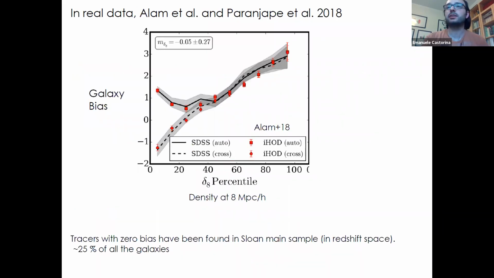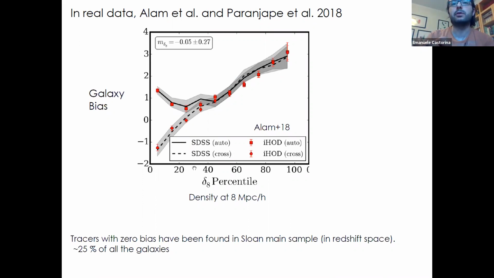But it actually has been checked to work in data. So these are real data. This is in the Sloan main sample. This is from Shadab, Lam et al. and Sim Paranjab et al., more or less two years ago. So here you see the following. They measured the galaxy bias as a function of the density in spheres of 8 megaparsec around each galaxy.